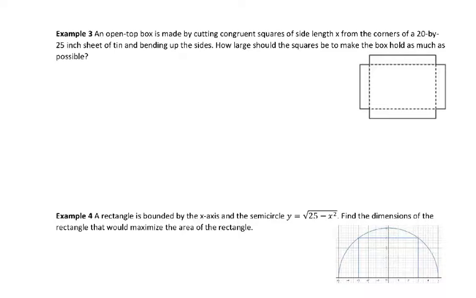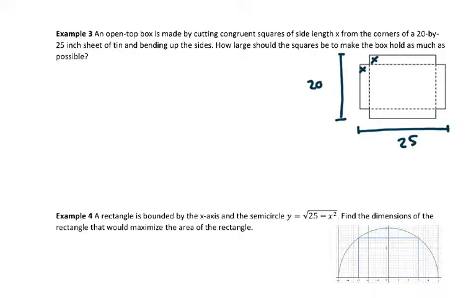All right, example 3 says an open top box is made by cutting congruent squares of side length x from the corners. So we can go ahead and label that. Of a 20 by 25 inch sheet of tin and bending up the sides. So basically what they just told me is what the dimensions would have been without those corners cut. So 20 by 25. Okay. How large should the squares be to make this box hold as much as possible?